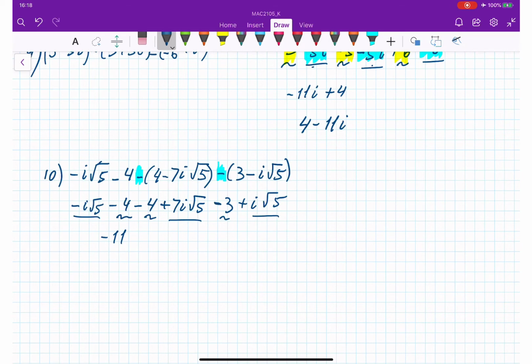Next, let's combine these i's. Negative i square root 5, positive 7i square root 5, and plus i square root 5. I can add them. Why? Because all three have square root 5. See? All three have square root 5, which means negative i plus 7i is going to be 6i, right? Because negative 1i plus 7i is positive 6i. Positive 6i plus i is going to be positive 7i, which results in plus 7i, and square root 5 is still attached here.